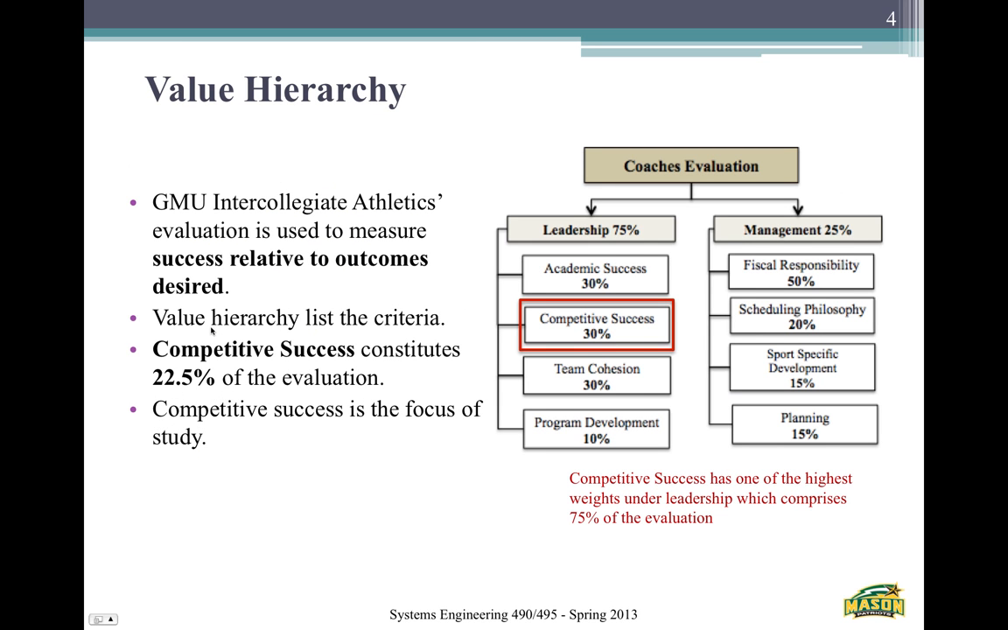So just to go over our value hierarchy with all of this stress on competitive success throughout Division I sports, this is how George Mason Intercollegiate Athletics evaluates their coaches, and this breakdown is in their coaches' evaluation. It's based in 2 groups, leadership and management, and those are broken down further. And we wanted to focus on competitive success because this is what the coach has the most control over. Competitive success is 22.5% of the entire evaluation, so this is also a very high weighted evaluation criteria.